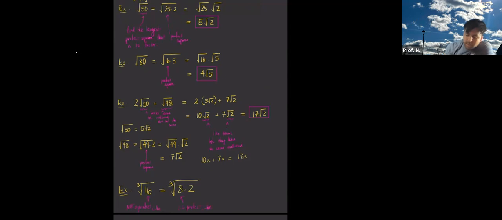Do you see that? And now this becomes the cube root of 8 multiplied by the cube root of 2. 2 is not a perfect cube, so I just leave it. I leave the cube root of 2 the way it is, the same way I left rad 2 because 2 is not a perfect square in that case. But the cube root of 8, I know what it is. It's 2. So the cube root of 16 can be simplified as 2 times the cube root of 2.